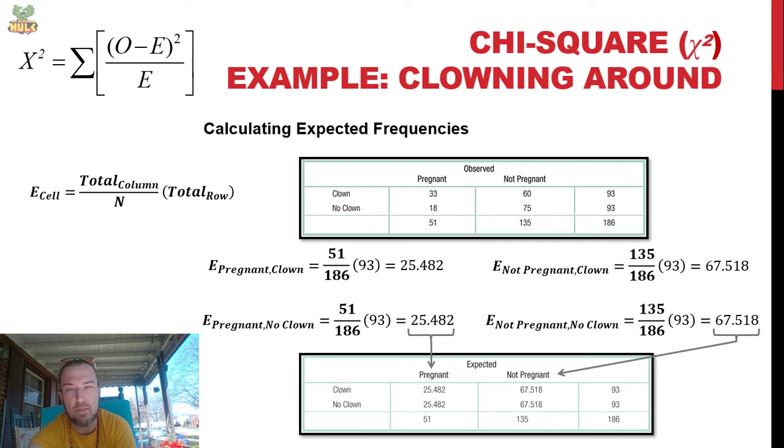You end up with the exact same information for the cell right below that, where it's pregnant and no clown, because you use the same information on total in the column, the total N, and the total row. We move to the other side of the table now for when women were not pregnant. We take the total of that column, which is 135. We divide that by 186, and we multiply it then by the total for the row, which is 93, and we get to 67.518. So that's a lot of talking really fast, but play it through a couple of times. It's a really easy process to do, okay? And the formula is super easy to follow.